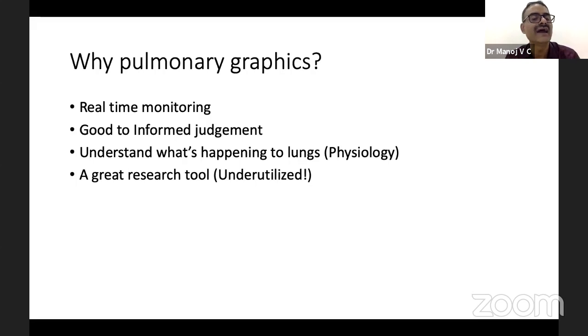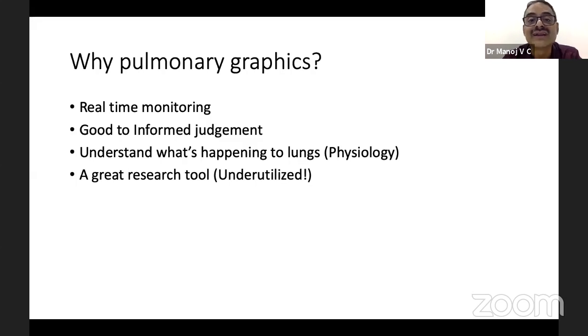And have we all ventilated without pulmonary graphics? Yes, in the last century, in the late 90s, most of us were not very familiar with or frequently using pulmonary graphics. You can do it, and we were doing a reasonably okay job compared to the standards at that time. But now we have a better tool which will refine your ventilation and make it from good to an informed judgment, and we actually come to know what is happening to the lungs. So the physiology you can understand.